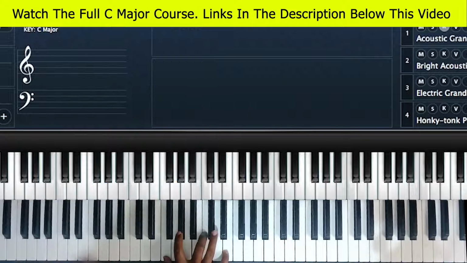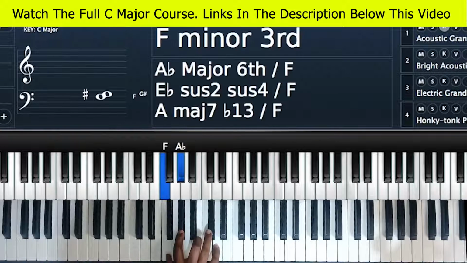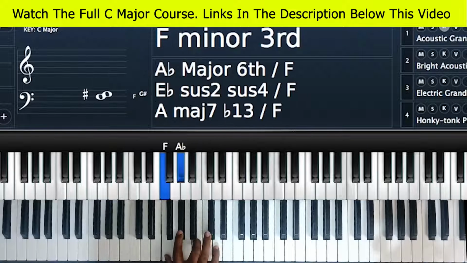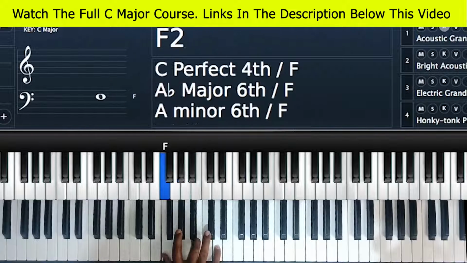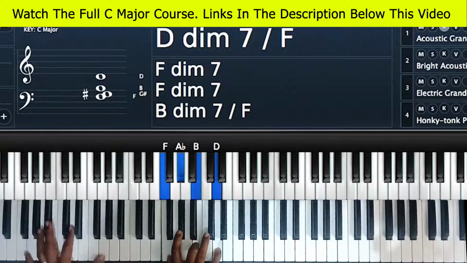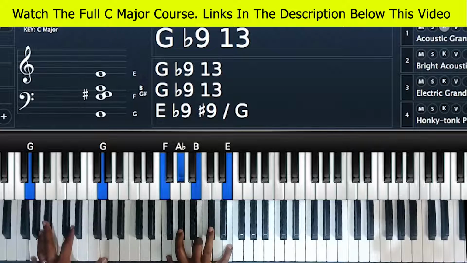Or I can just play an F diminished 7th chord also, F, A flat, B, and D. You can use that one. So you can either use the E or the D at the top, but the left is G. That is the 5.